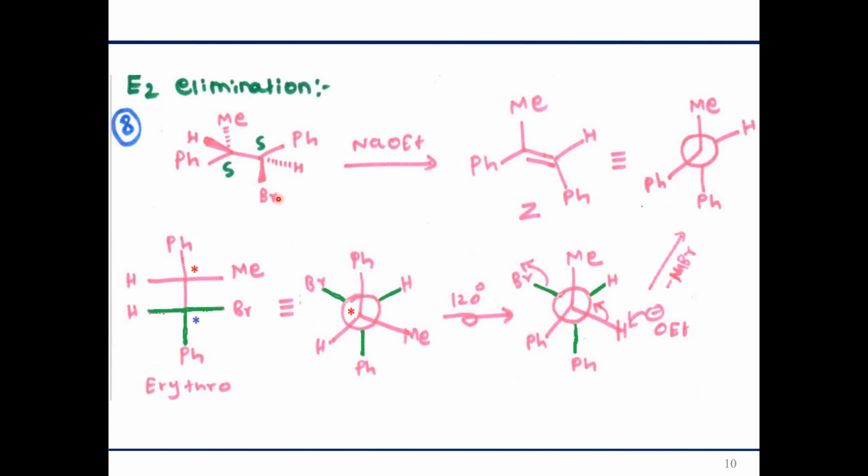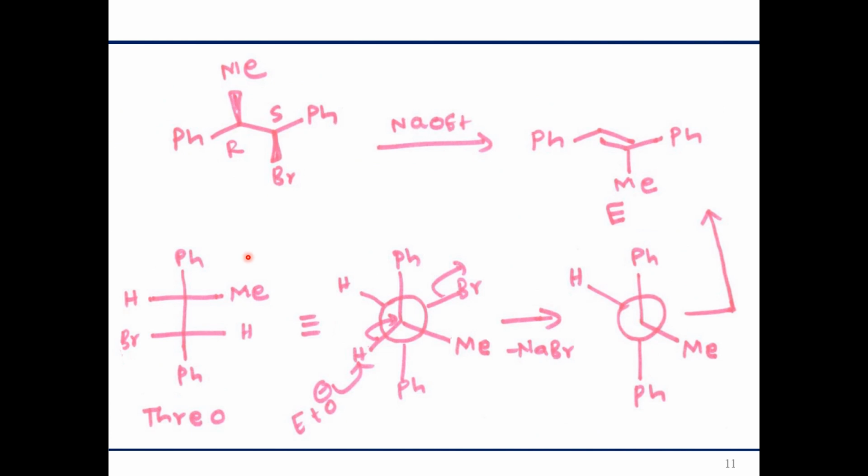This reaction is stereospecific because you see the erythro isomer giving the Z alkene. To confirm whether this reaction is stereospecific or stereoselective, we need to compare the reaction with the threo isomer. If you compare the reaction with the threo isomer, you will have the E product here. If you take the threo isomer, we will see in the next slide.